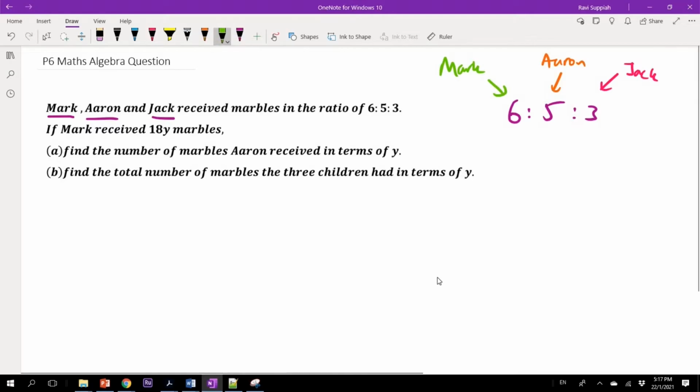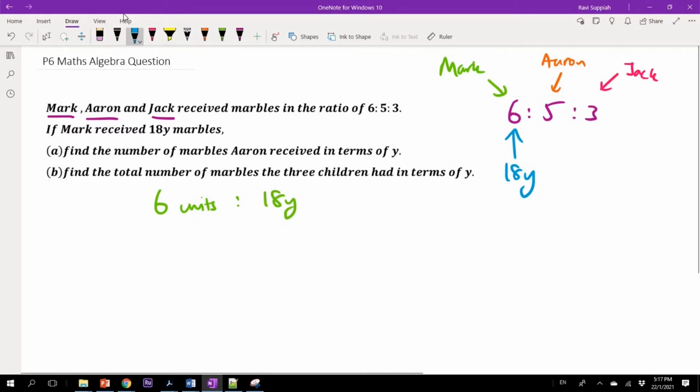Now we are told that if Mark received 18Y marbles, find the number of marbles Aaron received in terms of Y. So we now know that Mark received 18Y marbles. Alright, and now what we can do is we can relate the ratio to Y. So we can say that 6 units or 6 parts is actually 18Y.